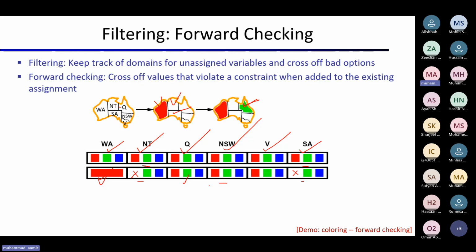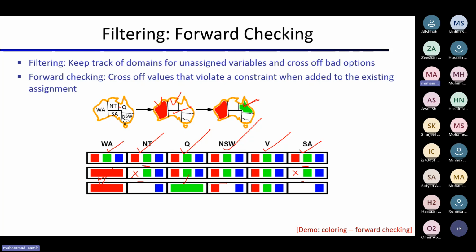So if we assign green color to Queensland, it means we cannot assign even the green color to the Northern Territory. Red was already removed because of Western Australia, so we remove the green as well. So blue is left. From this neighbor, of course, green is removed, and from this neighbor, of course, green is removed. Got it? And next we will see which color to assign to the next variable.